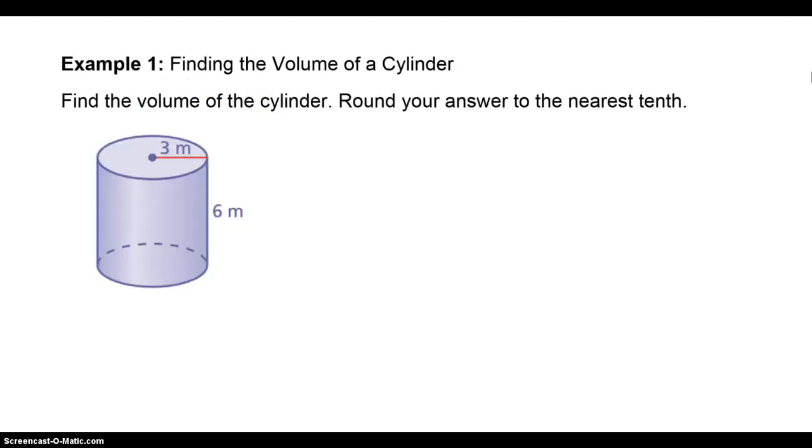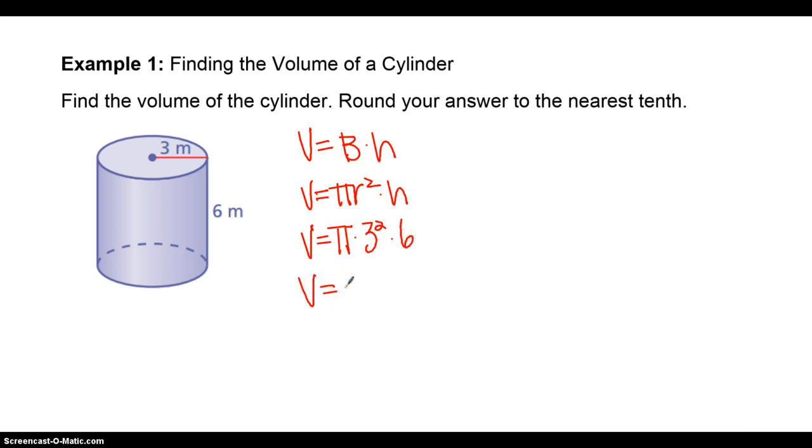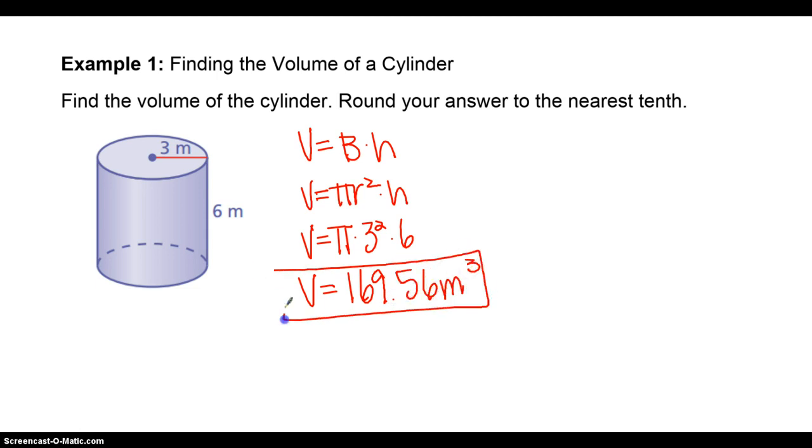Example 1, first thing I always want you to do is write the formula. Okay, so volume is equal to the area of the base times the height, which in this case the base is pi r squared, which is a circle, times the height. Okay, so this is equal to pi times radius squared, which is 3 squared, times the height, which is 6. So always, always, always use 3.14 for pi. So if I do 3.14 times 3 squared is 9, times 6, I get 169.56 meters cubed. Volume is always in meters cubed.